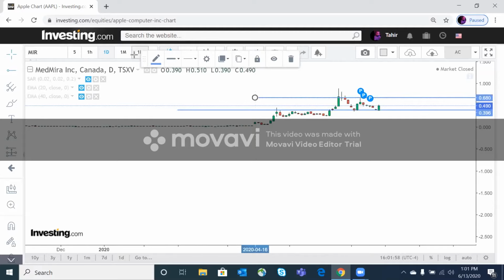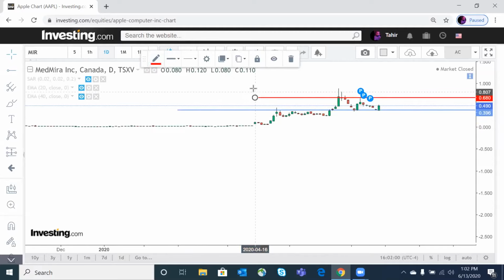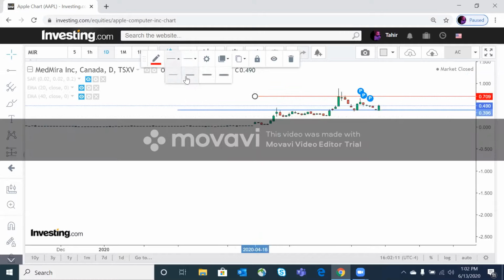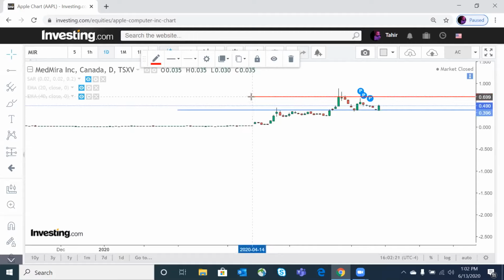So here, red line, okay, let it be more clear. I should have a little thin line here. This one's better. So at this point or a little lower, this point can act as resistance of 6.99, or you can say 0.7.